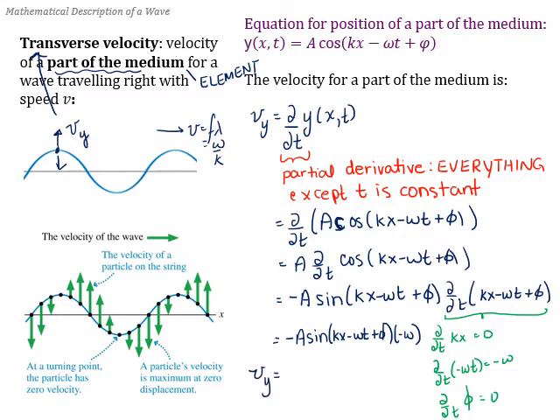Vy, the transverse velocity, or the velocity of one little bit of string, is minus A times minus omega, that's A omega, times sine of kx minus omega t plus phi. It's got the same argument as the position, but this one goes as a sine instead of a cosine. The next thing we'll do is figure out what's the maximum and minimum.